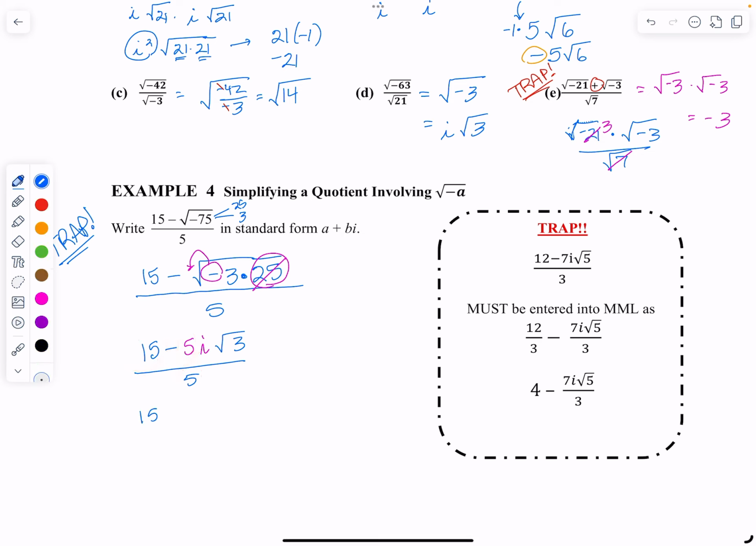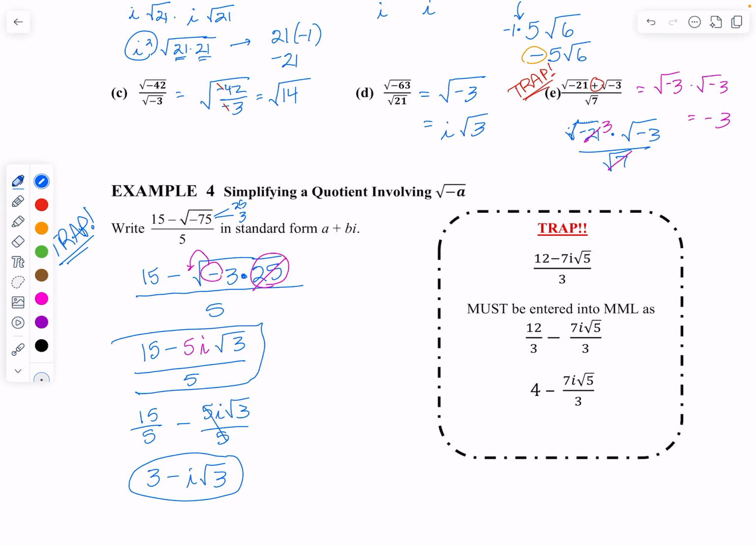I'm going to say 15 over 5 minus 5 over the square root of 3, 5i square root of 3 over 5. And then I can simplify. So that's going to be 3. And these are going to cancel out. So my final answer would be 3 minus i square root of 3. Now, if you do not simplify, if you leave it like this, it's going to be counted wrong. Okay. And on the test, I'll give you a little bit of partial credit. MyLab may not give you any partial credit for that.